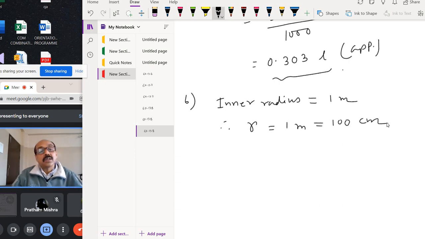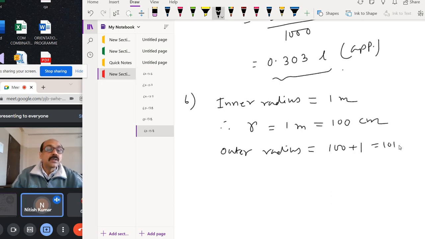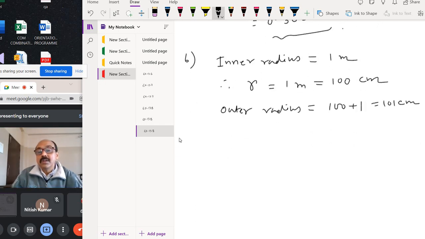Now, outer radius. The outer radius equals the inner radius plus the thickness, so 100 plus 1 equals 101 centimeter outer radius. Now, as per the question, find the volume of the iron used to make the tank.